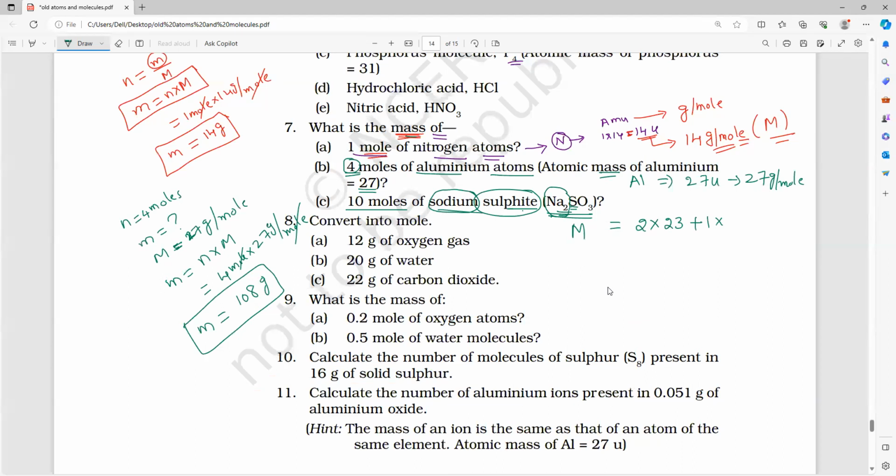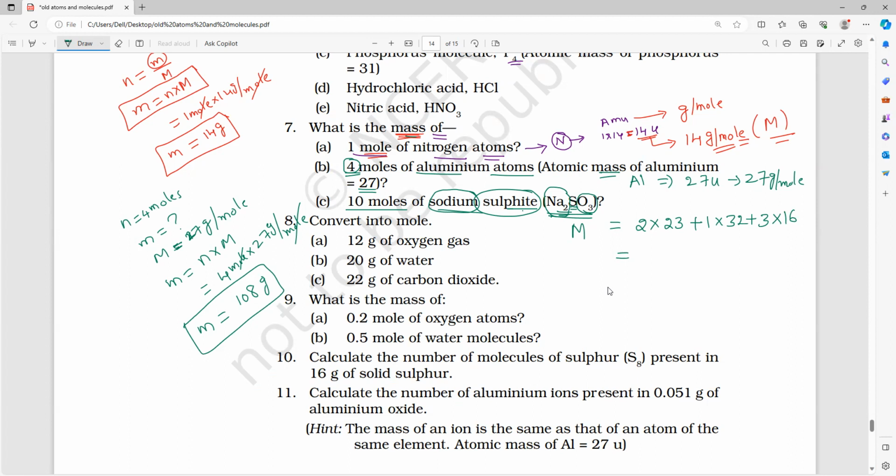Yes, sir. So sulfur how much? 32. Sulfur 32, sir. 32 plus third element. How many third elements are there? Oxygen. How many are there? 3. And what is the atomic mass of oxygen? 16. So do it fast, everybody.